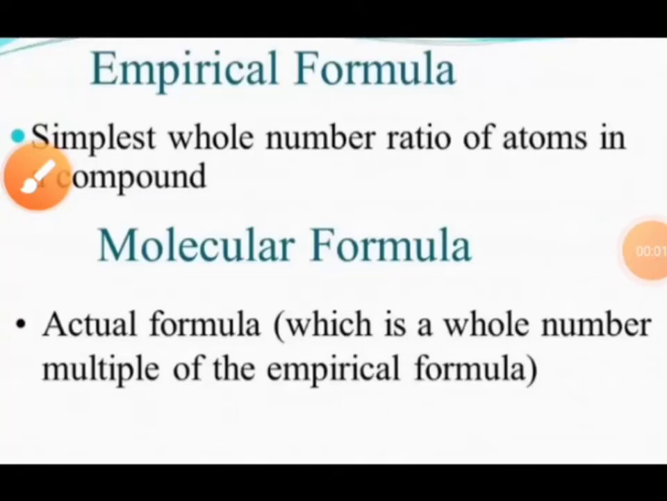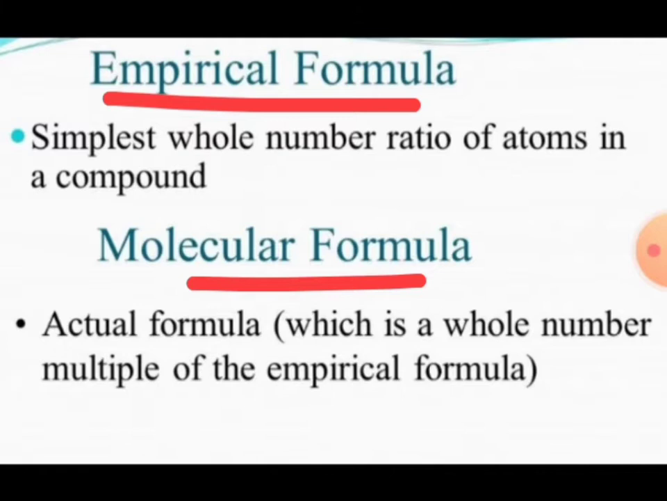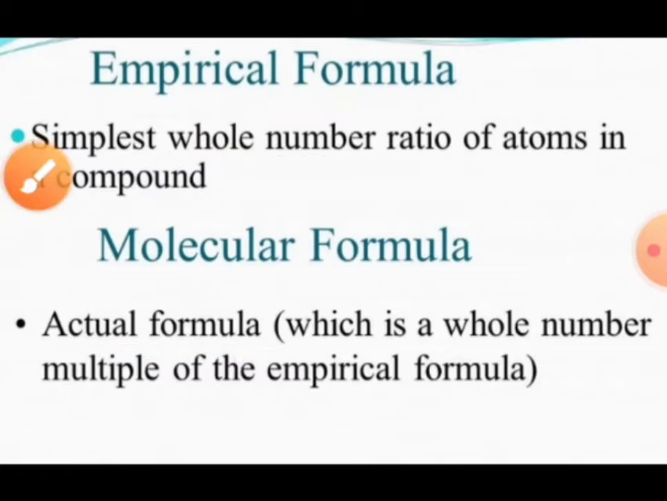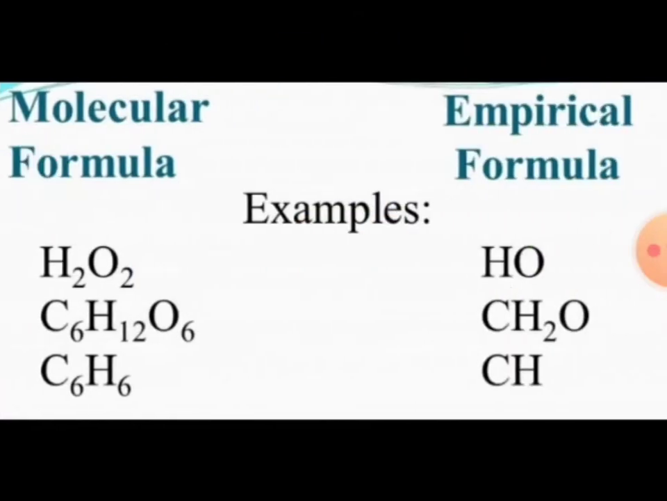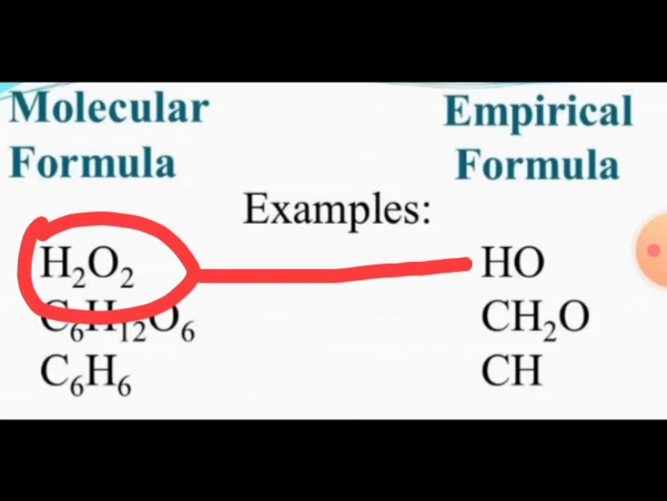Students, today we are going to discuss empirical formula and molecular formula. Children, molecular formula is the actual or exact formula of the compound, and empirical formula is the simplest formula. Let us understand better. For example, hydrogen peroxide's molecular formula is H2O2. If I write it in the simplest way, the ratio of hydrogen and oxygen is 1 is to 1. So the empirical formula can be written as HO.